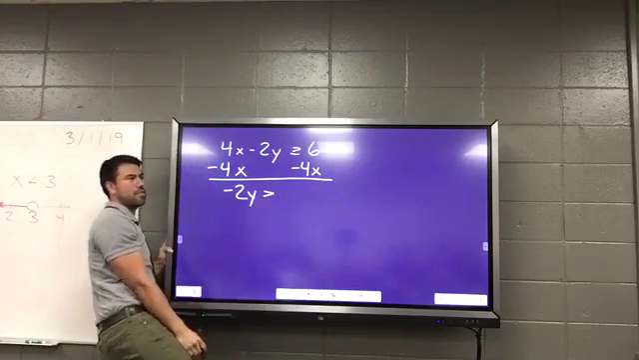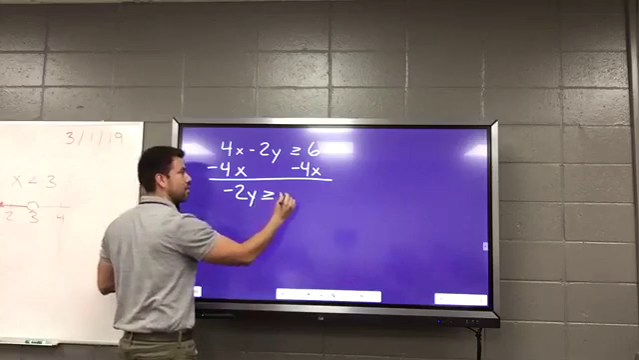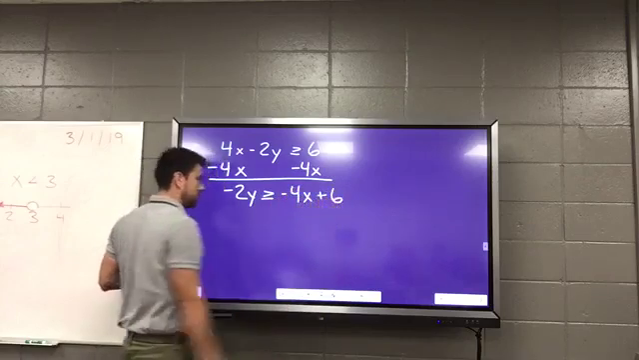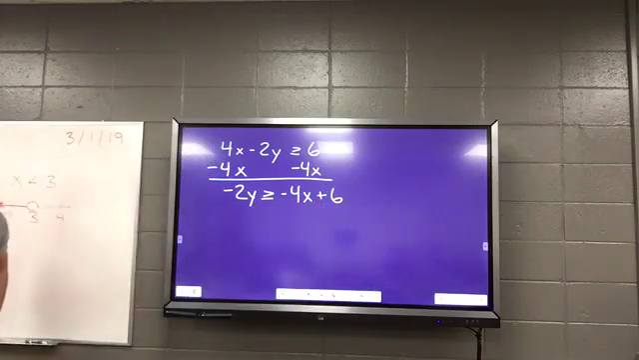Is greater than or equal to -4x plus 6. Good. You'd get that on your first step. You subtract 4x from both sides. You get -2y is greater than or equal to -4 plus 6. But do I want what -2y is greater than or equal to? No, I want what y is greater than or equal to.